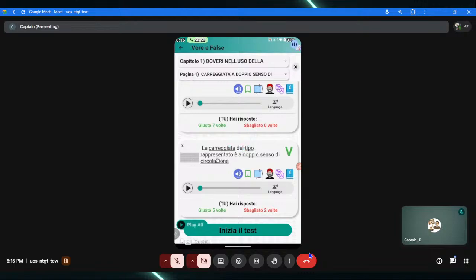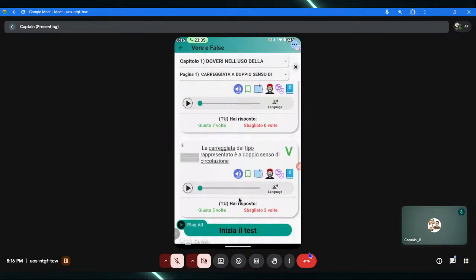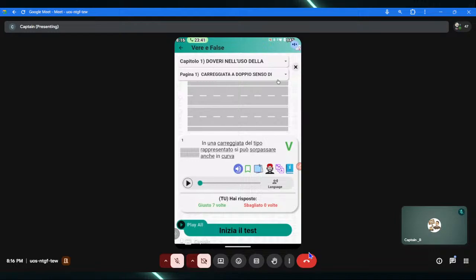Number 2. La carreggiata del tipo rappresentato è a doppio senso di circolazione. Now listen. He said the type that is represented is two-way circulation like this. It's two-way circulation in the sense that this one here is one way, this other one is another way. This one is used for going, while this one is used for coming. In this case, this is doppio senso di circolazione.